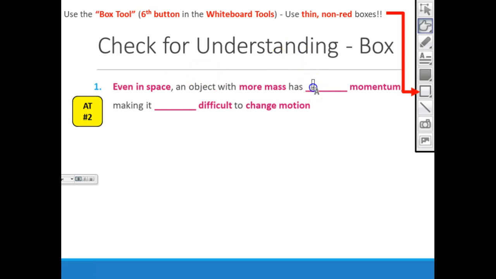Yes, I should fill in the word more. More mass, more momentum, which means in terms of difficulty, is it more or less difficult to change motion? Yes, it is much more difficult to change motion. Exactly, or to stop it. So for example, to stop the spaceship. Okay, so heavier object, more momentum.